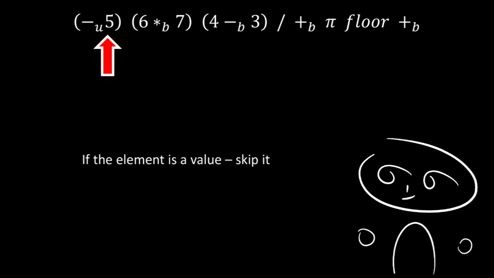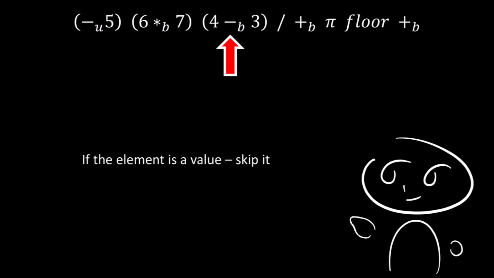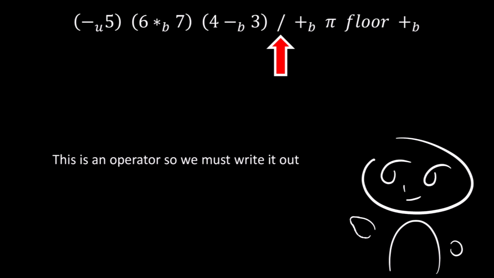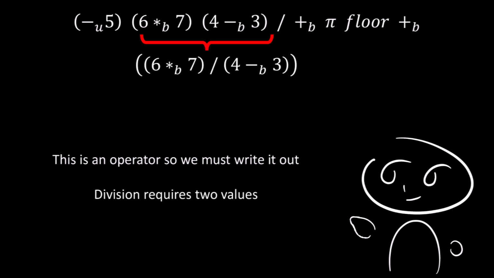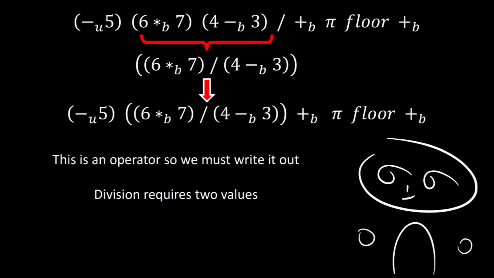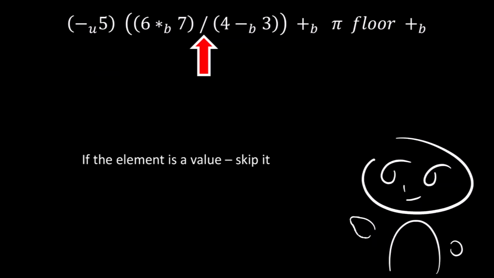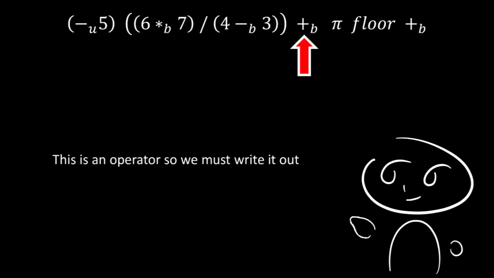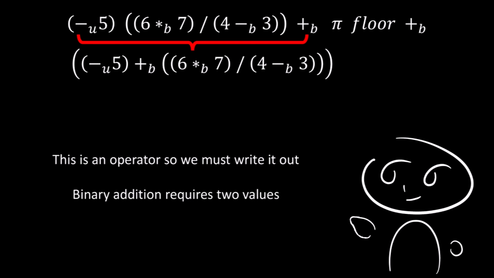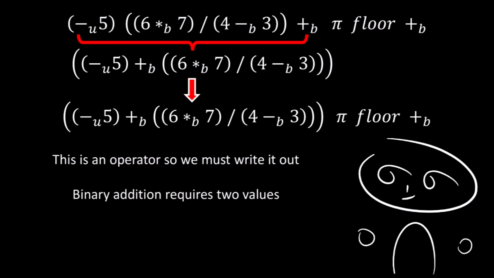Then we start the process again and we skip along until we reach the division operator. The division operator requires 2 values. So we take the previous 2 values. Both of these values happen to be values that are in brackets, and we write that out. So we have 6 multiplied by 7 divided by 4 minus 3. We then insert this back into our reverse Polish. Starting again, the next operator we come across is the binary addition operator. So once again, we take the previous 2 values and write them out and insert it back into the reverse Polish.